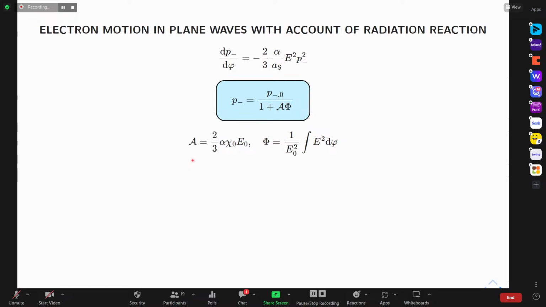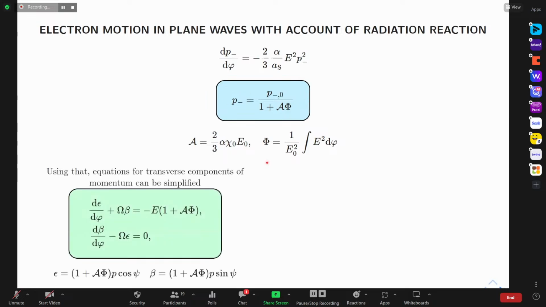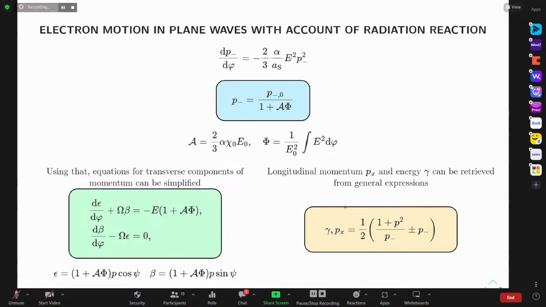And here I introduced the dimensionless and also Lorentz invariant parameter A, which basically controls how strong radiation reaction is. And the large phi is basically the integral of the intensity of the plane wave over the phase phi. Now, after we obtain the solution for Lightfront momentum, the motion equations for transverse components of electron momentum are greatly simplified, and they can actually be written in a form of this linear system of equations if we introduce some intermediary variables epsilon and beta. And after we solve this system of equations, we can finally find electron energy and longitudinal momentum by using this algebraic expression. So on this slide, we essentially have the final solution to this problem of electron motion in plane wave with account of radiation reaction.